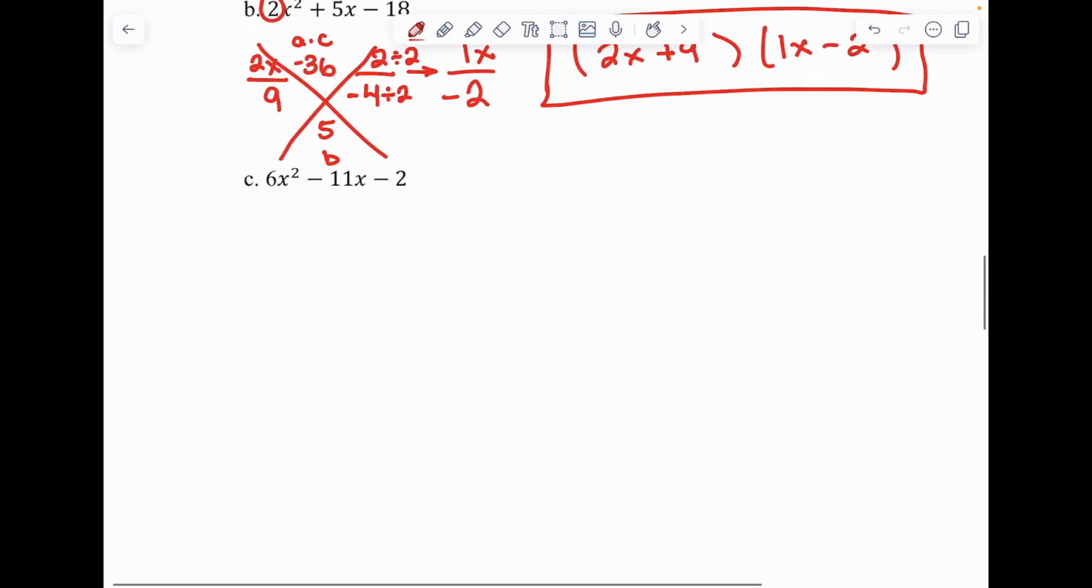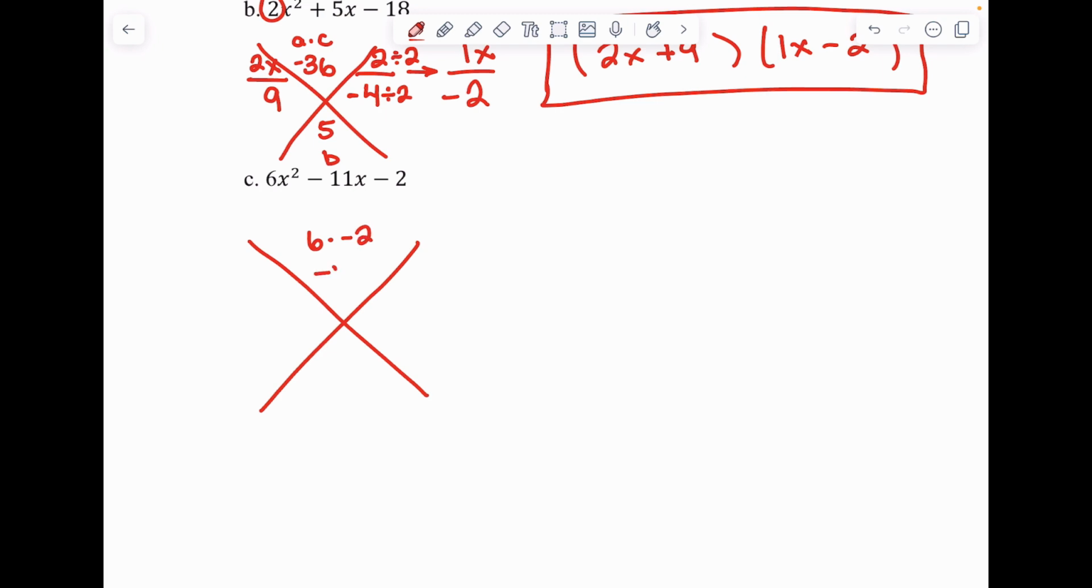Last one. On top of my x, I'm going to multiply 6 times negative 2, which will get me negative 12. And on the bottom, I'll have negative 11. In order to have a negative multiplied number, I can only have one negative value. And so I believe this will be negative 12 and positive 1, because negative 12 plus positive 1 will get me negative 11.